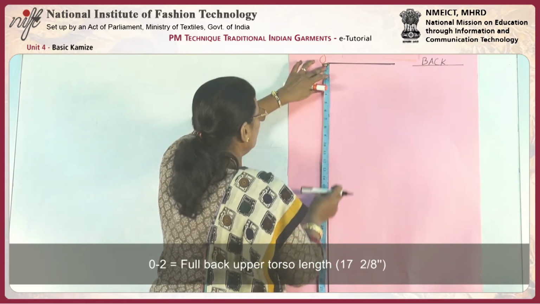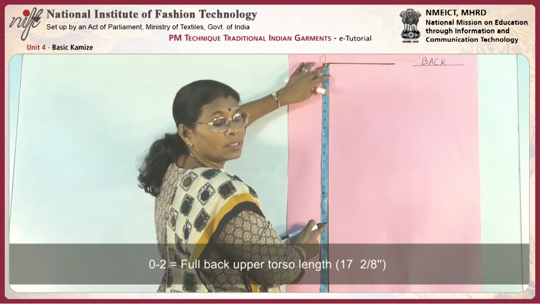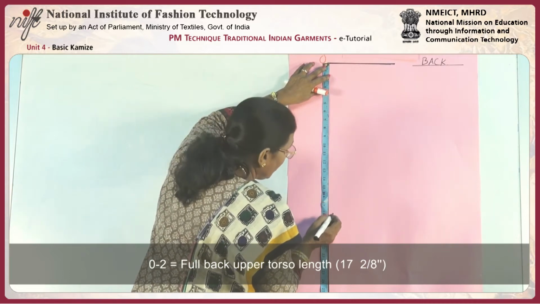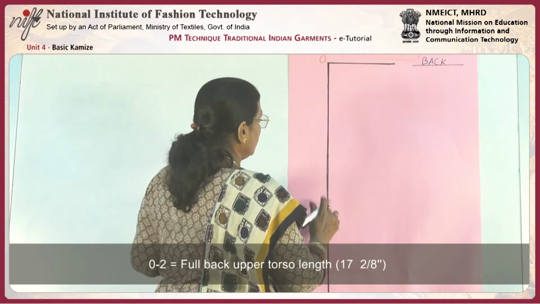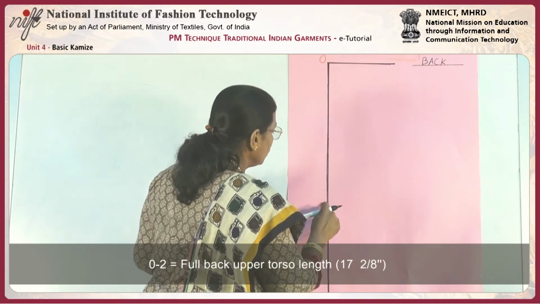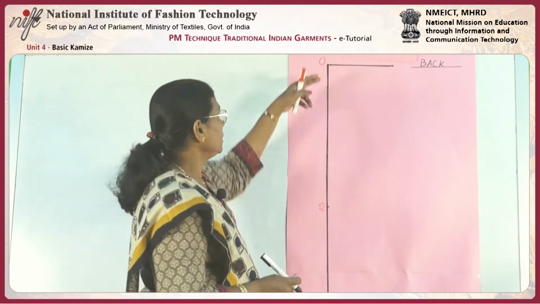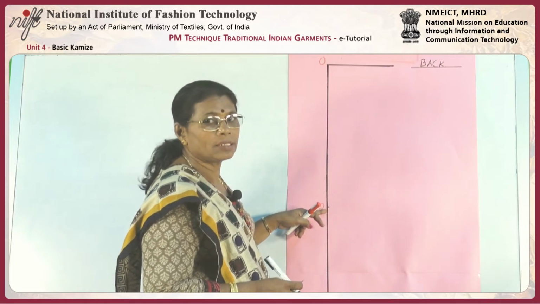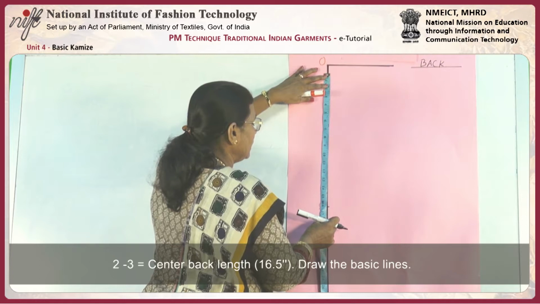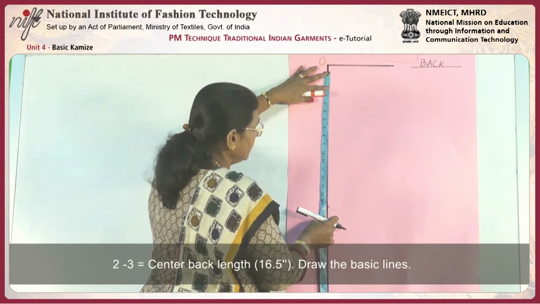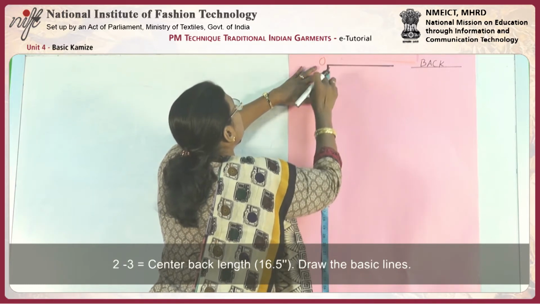Then 0 to 2 is the upper body full length, that is 17, 2 by 2.5, and mark 2. 0 to 2 is the upper body length. Then 2 to 3 is equal to the center back length. The center back length is 16.5. Mark 16.5.